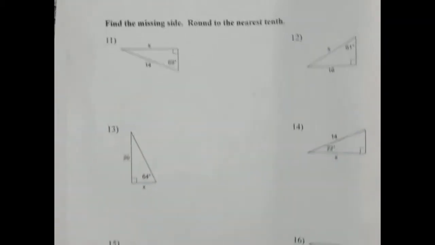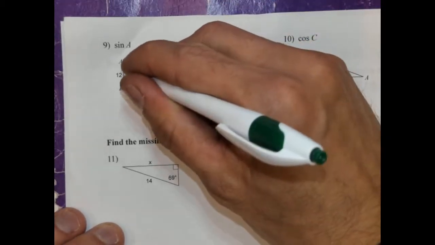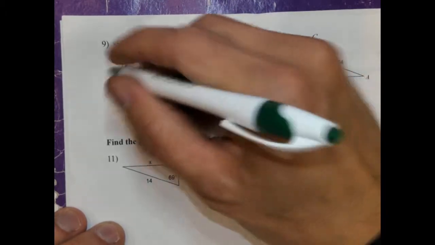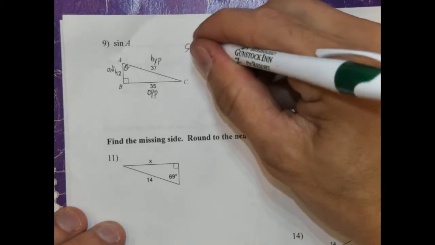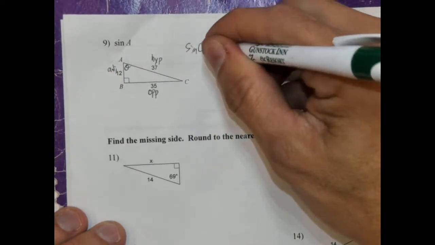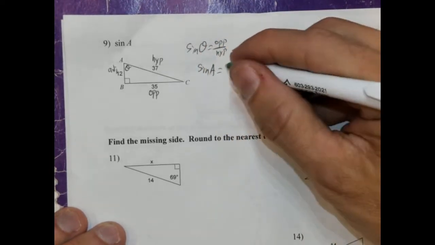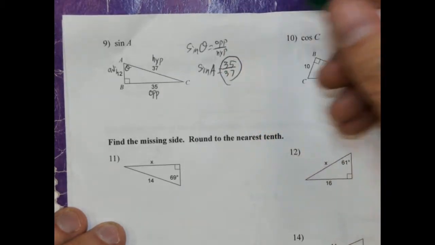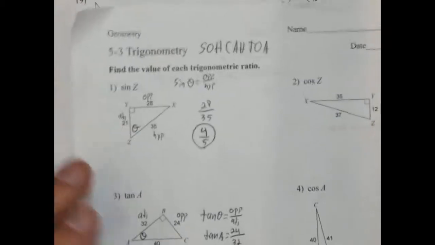Okay. And the last one from that group is going to be number 9. So A is where our theta is. It's hypotenuse, opposite, and adjacent. So sine of theta is going to be opposite over hypotenuse. Sine of A is going to be 35 over 37, and that cannot be simplified either. So there you go. All right, so those are the first set.